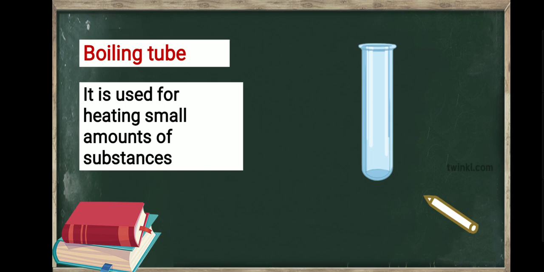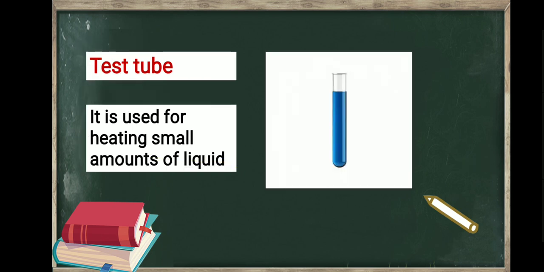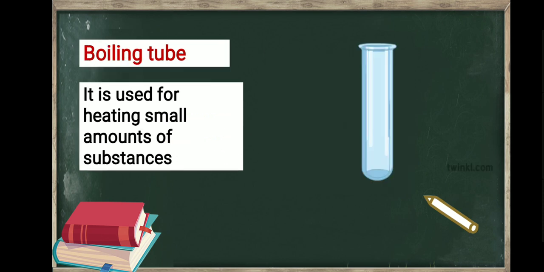Now the difference between the boiling tube and the test tube is a little bit of difference in diameter. The test tube is a bit thinner than the boiling tube. The boiling tube's opening is bigger than the test tube's.